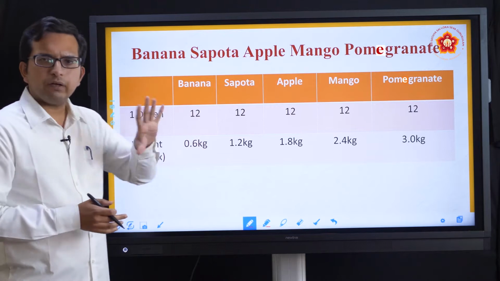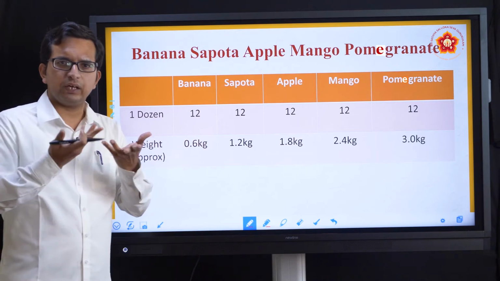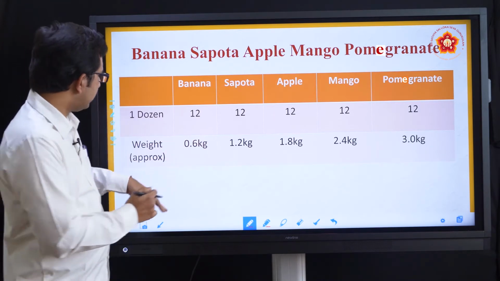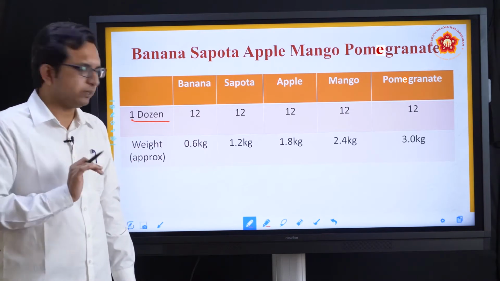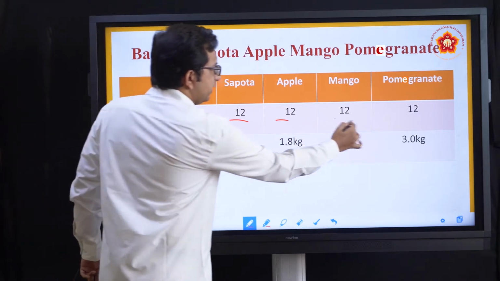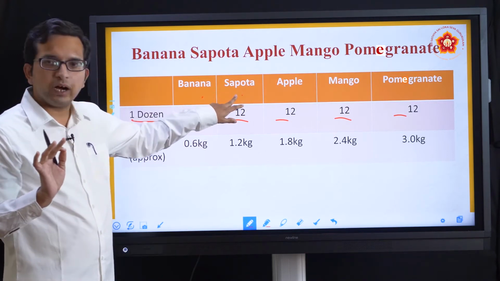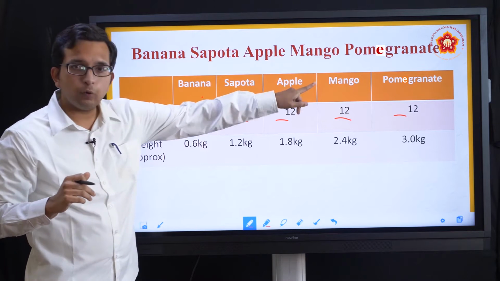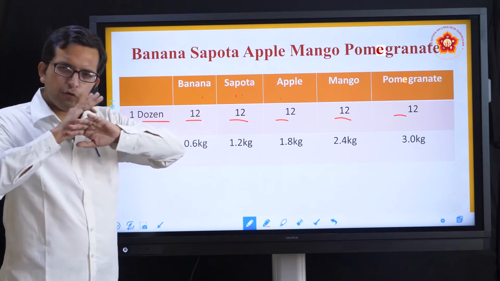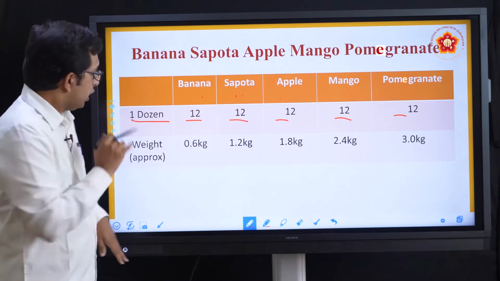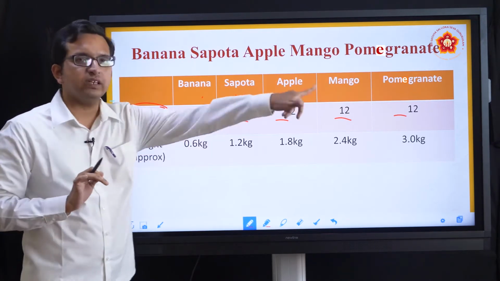Now it so happens that whenever you go to market, you can either purchase this in terms of kgs, like 1 kg, 2 kg or so, or there is another aspect which is in terms of dozen. Now the moment you purchase something in dozen, the count is the same in every case, irrespective of which fruit it is. Whether it is banana or sapota, which is chiku, apple, mango, pomegranate. In Kannada, we call it dalimbe hannu. So all this, if you take it in terms of kg, that's fine. But if you purchase it in terms of dozen, the count that you get is always 12.